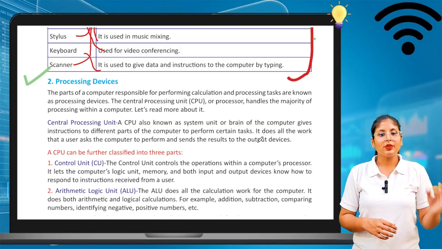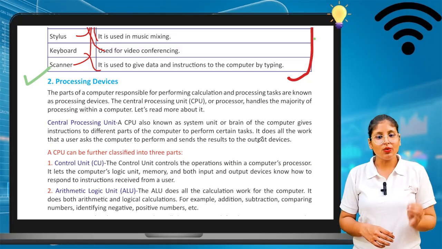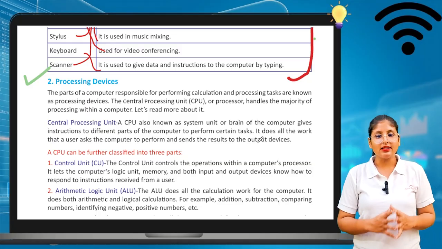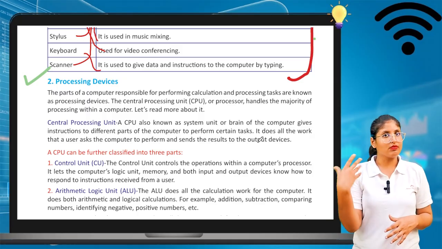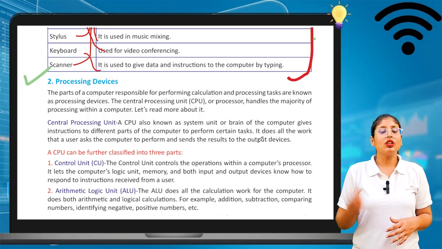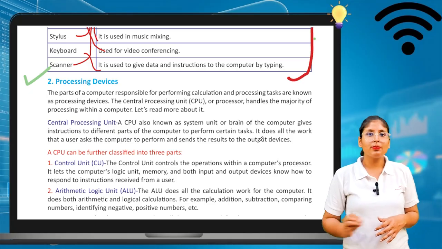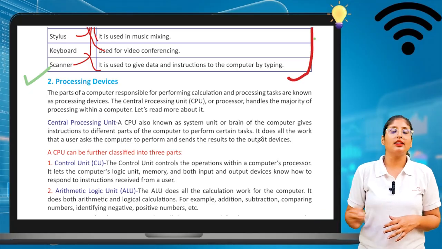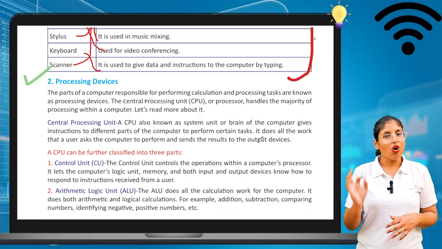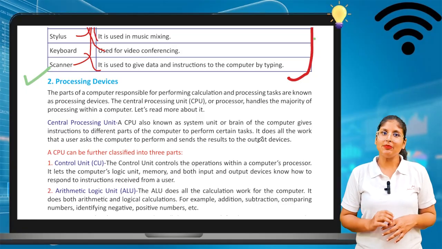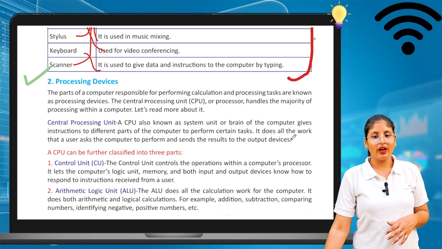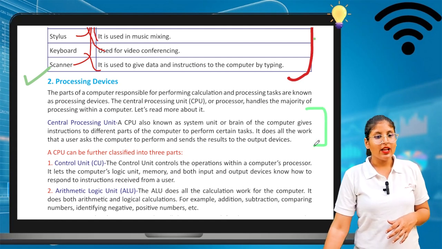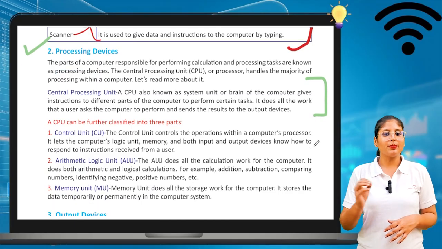The central processing unit, that is CPU, or processor, handles the majority of processing within the computer. So the CPU manages all the processing that the computer is working on. All the processing is done by the CPU. Now we will see what is CPU. CPU means central processing unit.